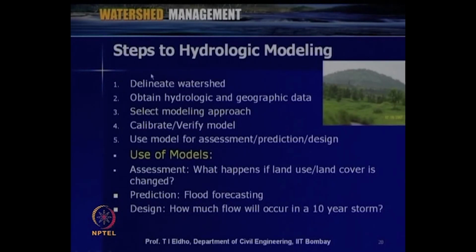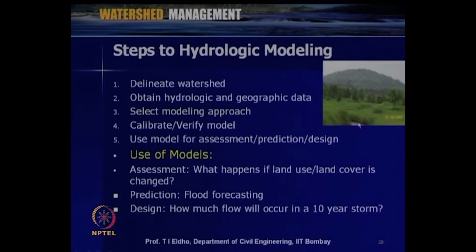So, finally, the steps to hydrologic modeling. What we can do is delineate the watershed, then identify the various hydrologic processes. Then we can obtain the hydrologic and geographic data, select various modeling approaches for the various hydrologic processes, and then estimate the various quantities. Then we may go for calibration, verification, and then we can use the particular models for the assessment or prediction as far as precipitation to runoff is concerned.